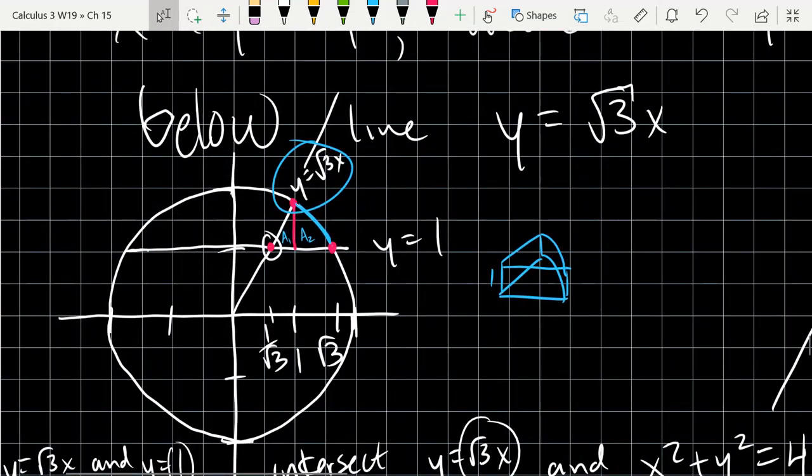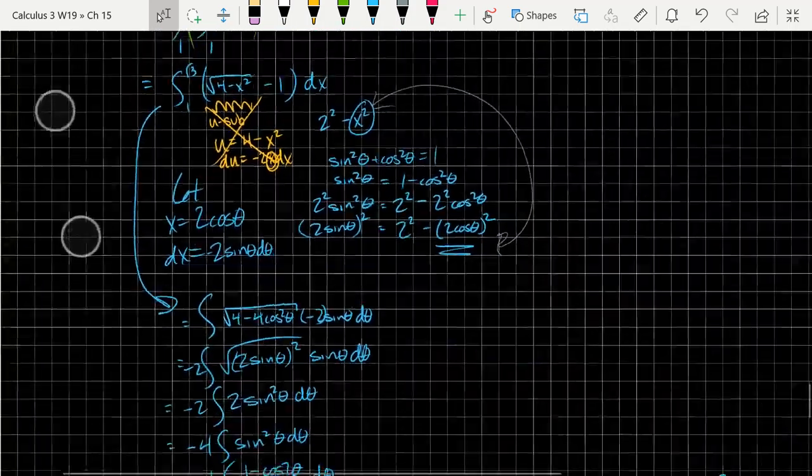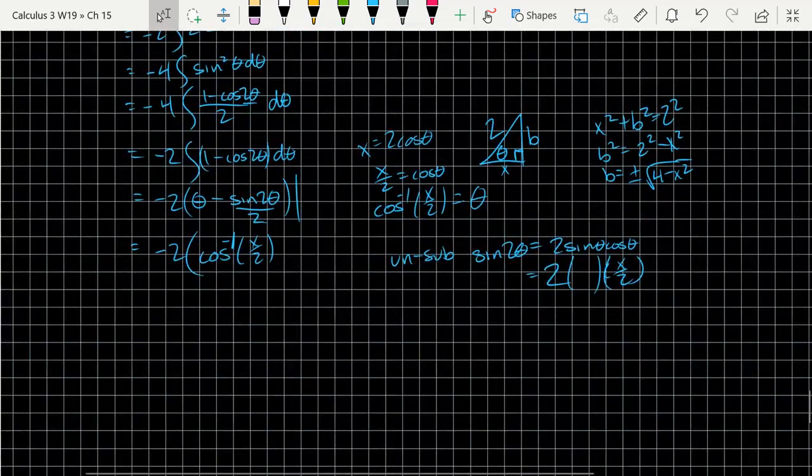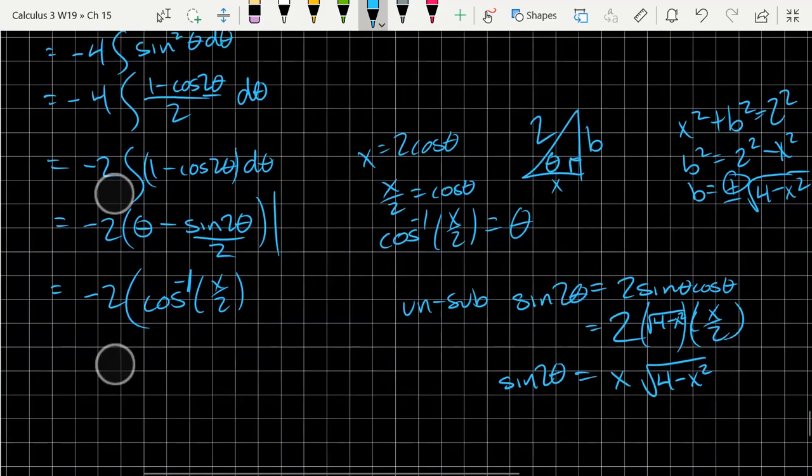So we're in quadrant 1, so x and y should all be positive. So we'll reduce it, cancel the twos. We have x times the square root of 4 minus x squared. And all of this mess is sine 2 theta. So we can now un-substitute our sine 2 theta.